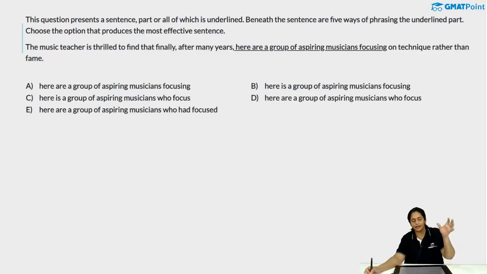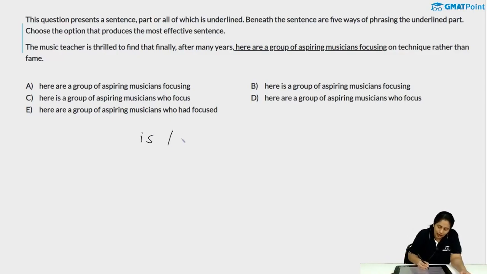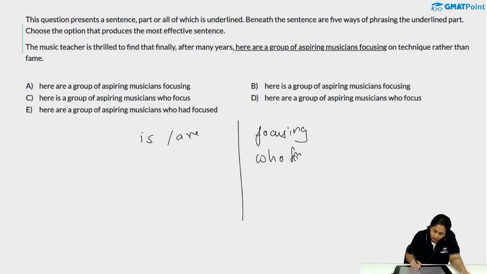So here we have different choices. Let us see the split based on the options that are there. Here are, here is, here is, here are, here are. So there is an is versus are split over here. And then you have group of aspiring musicians focusing, who focus, and who had focused. So these are the choices that we have to make.